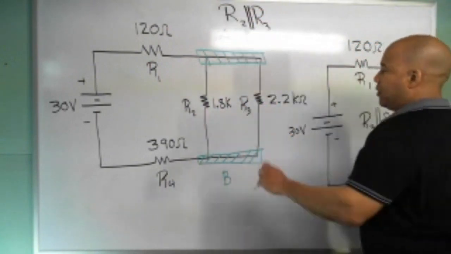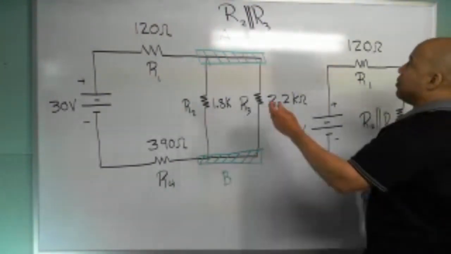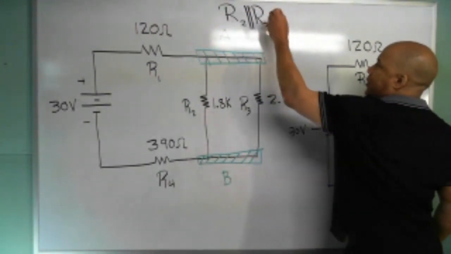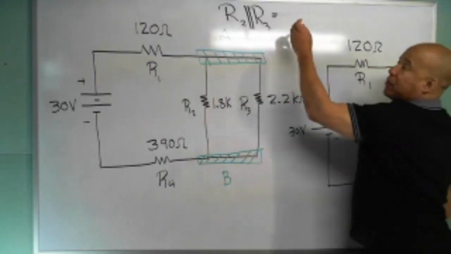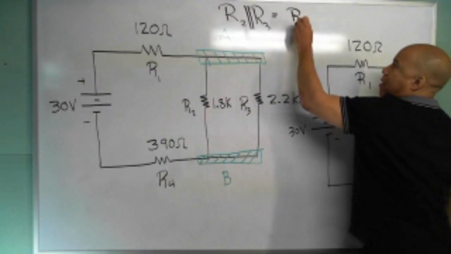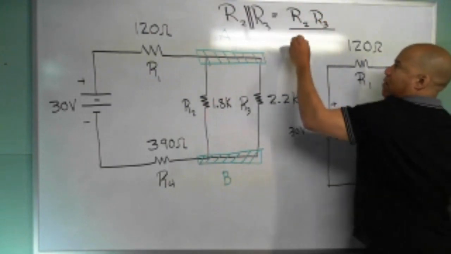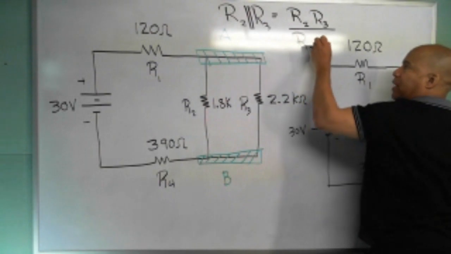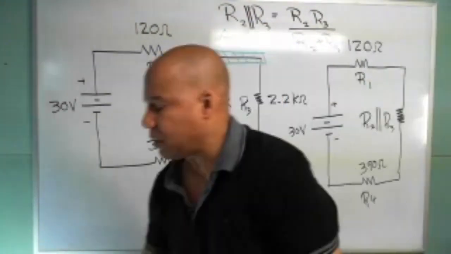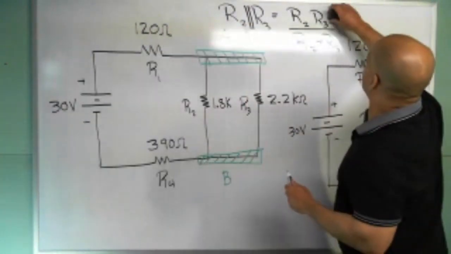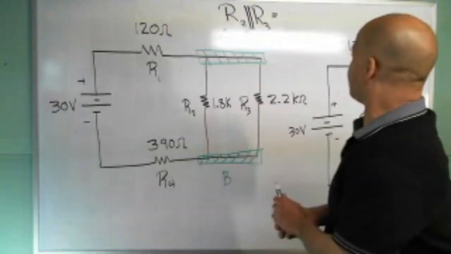What I do when I have two resistors, you can use whatever you want. I guess in this case, the product over sum rule would work. So to find the total resistance in parallel using product over sum, it will be R2 times R3 over R2 plus R3. Do that to get this number. So we'll put the numbers in, and then we'll get a final circuit.